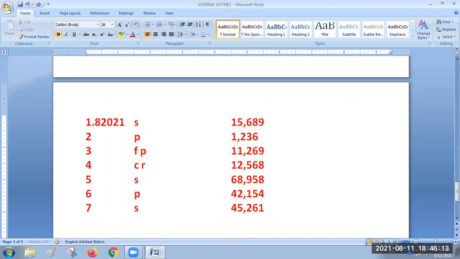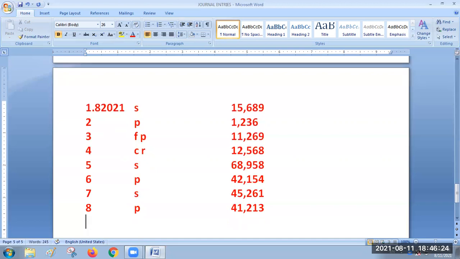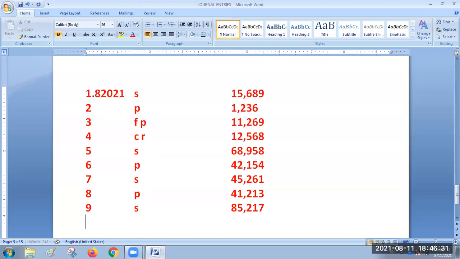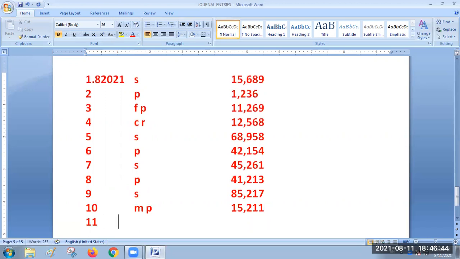Okay, next. Purchases. Amount? 41,213. Okay, next. Sales 85,217. Next, purchased machinery. What is the amount? 15,211. Okay, next, and last. Sales. Amount? 23,115.